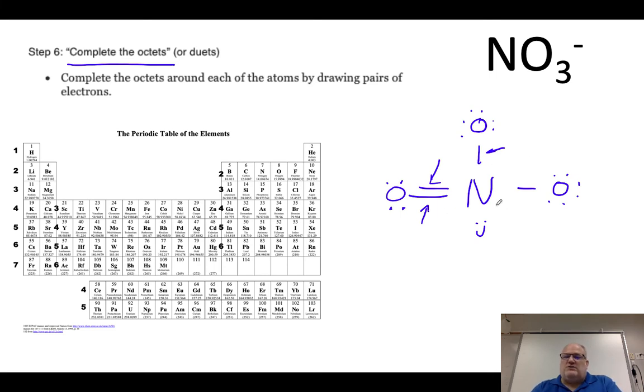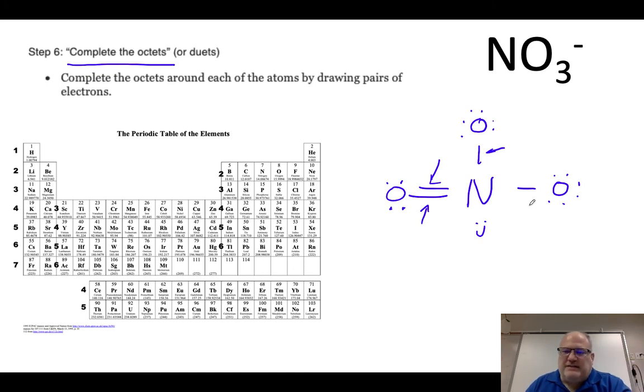So altogether in my structure, I have made 8 electrons in each one. Let me count them again. 2, 4, 6, 8 around this oxygen. 2, 4, 6, 8 around this oxygen. And around the nitrogen in the middle, I have 2, 4, 6, and 8, which is super.